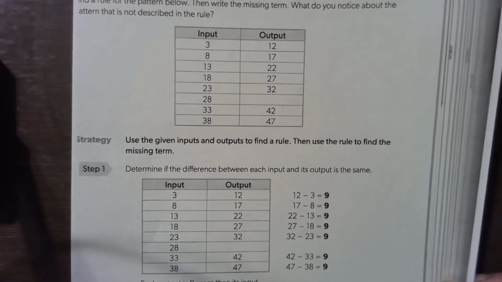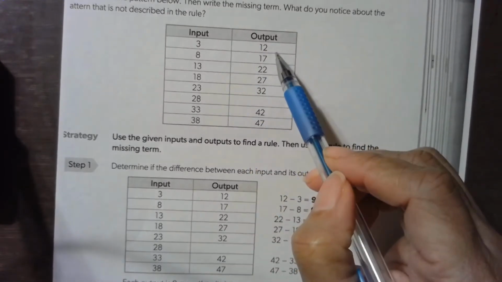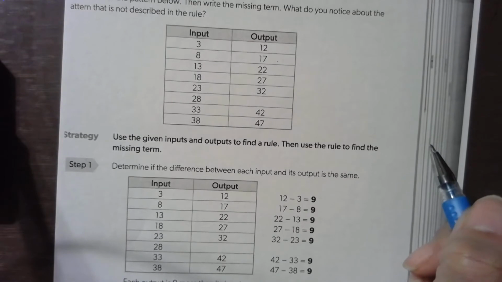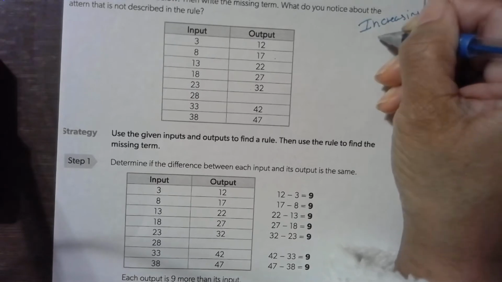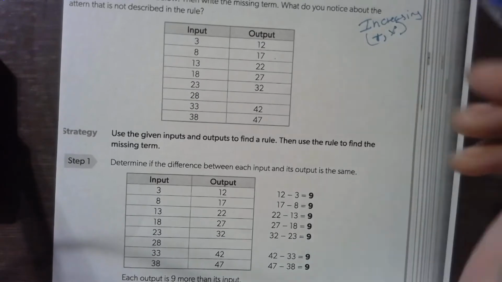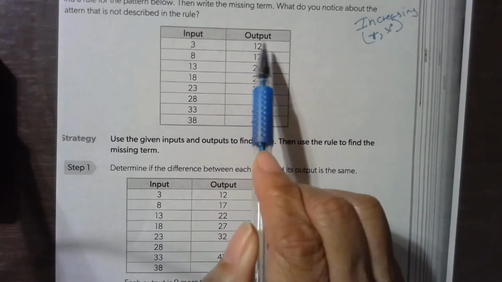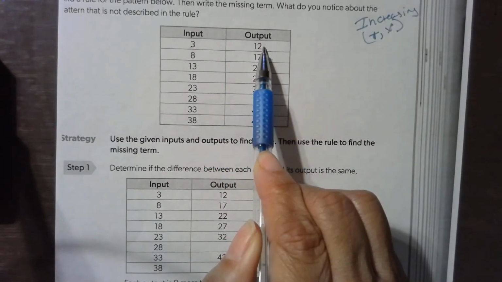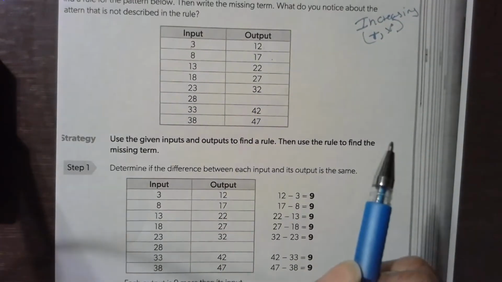This example says, find a rule for the pattern below, then write the missing terms. What do you know about the pattern that is not described in the rule? So 3 to 12, 8 to 17, it's increasing. So that means we're either adding or multiplying. Well, if we do 3 times 4 that would give us 12, but 8 times 4 wouldn't give us 17. So that could not be our rule.